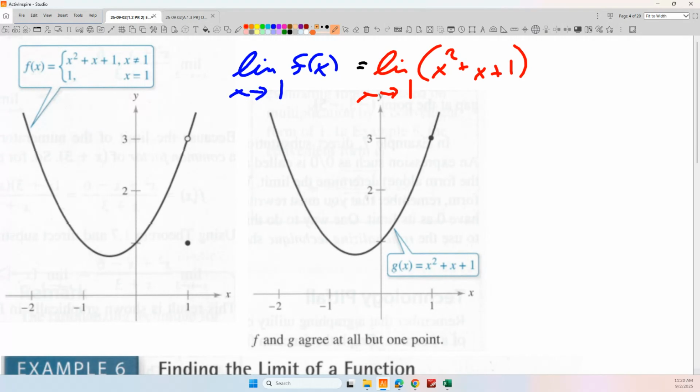As x is approaching 1 on the blue function, where does the ant anticipate stepping? Right there, right? He anticipates stepping on a place that's actually a hole. But again, the limit doesn't care what happens when he gets to 1. The value of the limit is 3, isn't it? We can see it graphically.